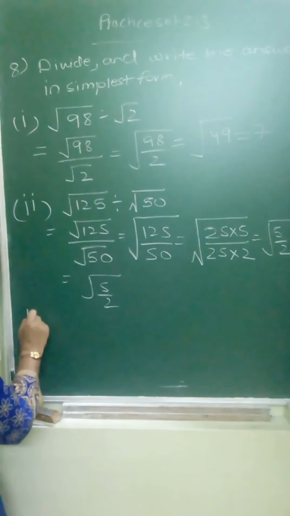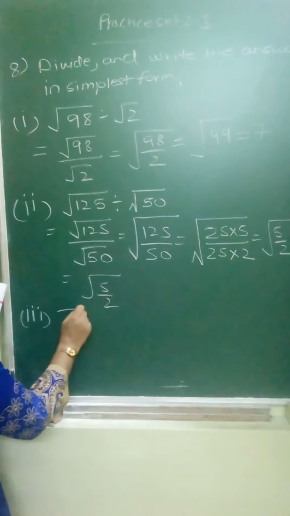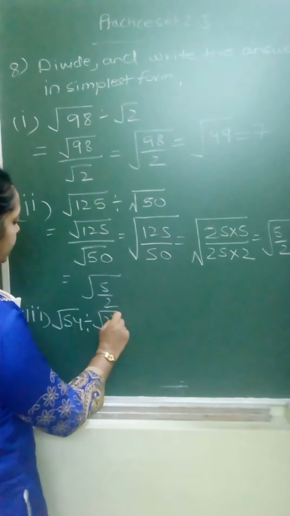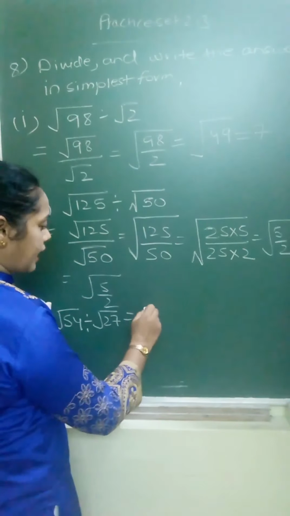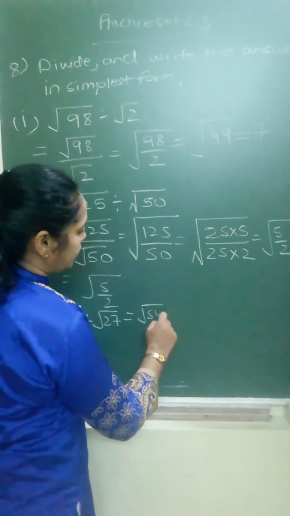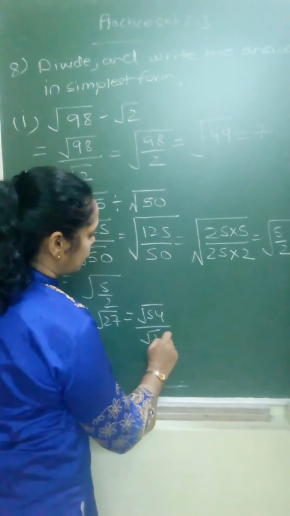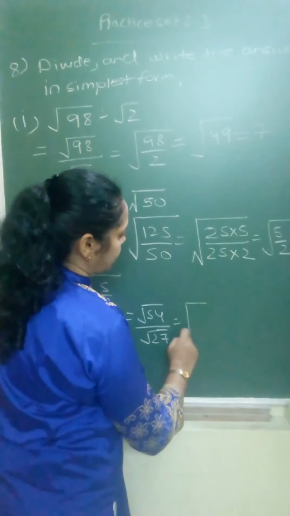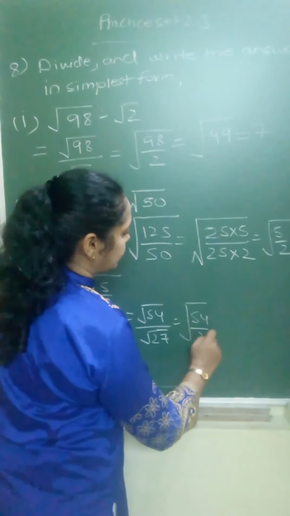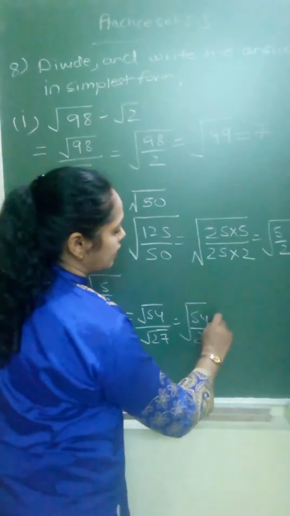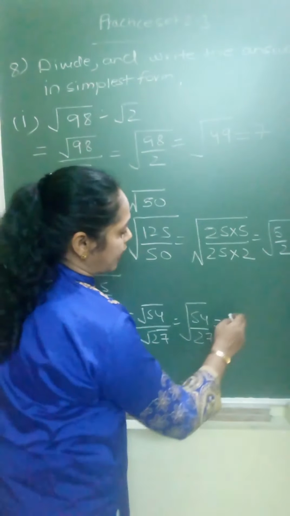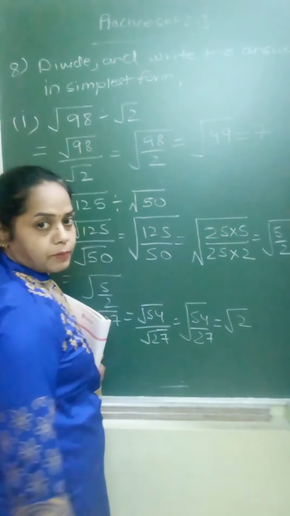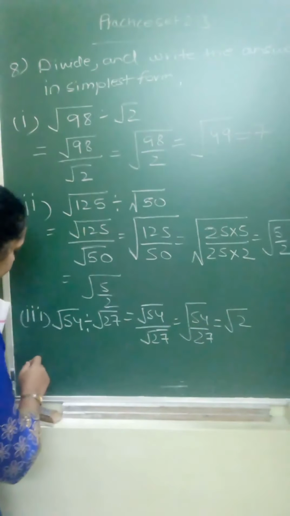Similarly, look at the third question. What is it? Square root of 54 divided by square root of 27. This again can be written as square root of 54 divided by square root of 27. We can put both the numbers in the same radical sign in this way, 54 upon 27. You know that 54 when divided by 27 gives us 2, and 2 cannot be simplified further. So this is the final answer.